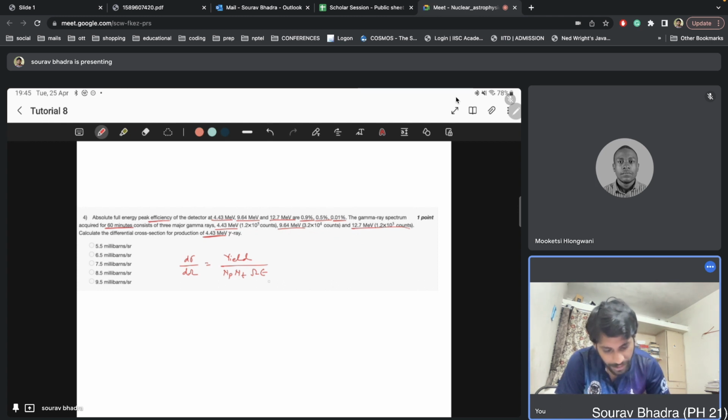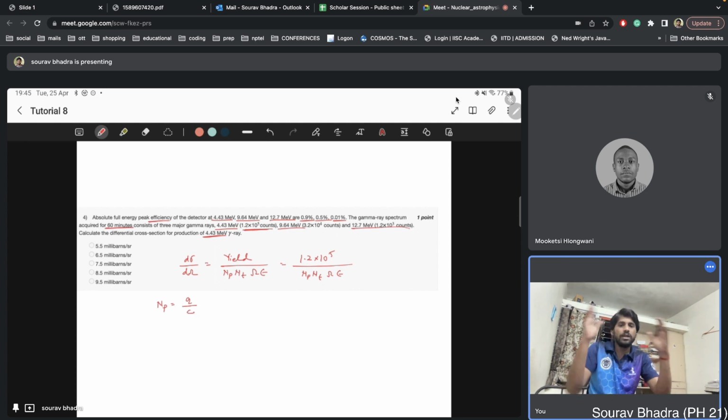You know what the yield is, and given that it is 4.40, the yield is 1.2 into 10 to the power 5. So the number of counts is actually the yield. So Np Nt sigma epsilon, this will be our result. Now Np, that we will calculate by q by c, that is the total collection of charge divided by the individual charge, which will give you the number.